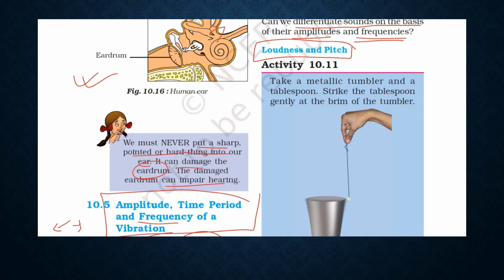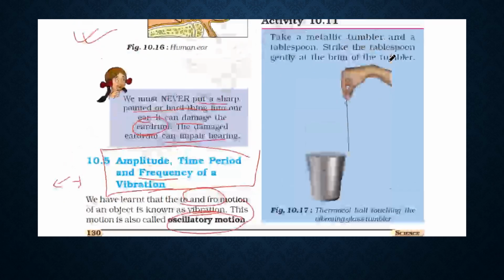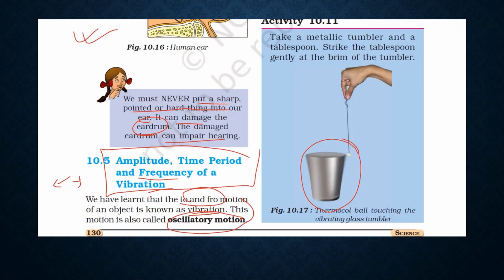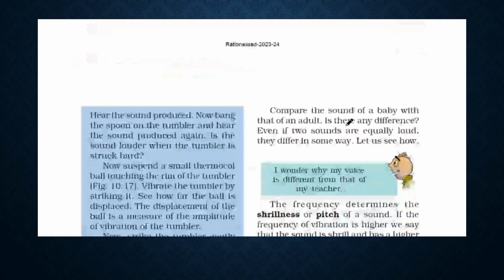Now here comes the activity which will show us the difference between loudness and pitch. You can take a metallic tumbler like this and a tablespoon. Strike the tablespoon gently at the brim of the tumbler. This is the brim of the tumbler. You can tap the tablespoon gently at the brim of the tumbler. Hear the sound produced. You just need to hear and observe the sound which is produced.